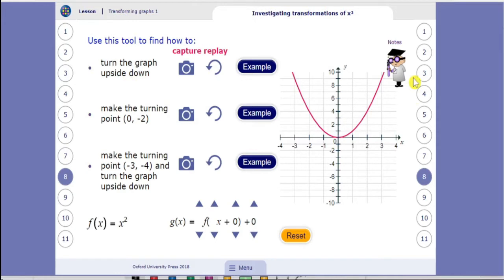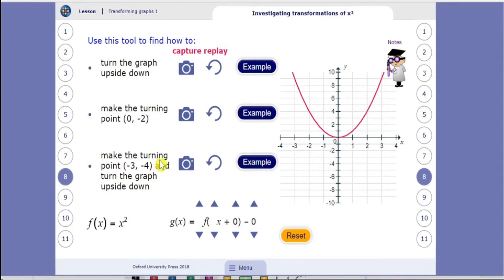If I have to turn the graph upside down, it means I'll be reflecting that in the x-axis. And how do I reflect? By reversing the sign of the output. Make the turning point 0, negative 2. Currently, this turning point is 0, 0. We want to make it 0, negative 2. That is simply translation down by 2 units. That's a vertical translation, and vertical translation is obtained by subtracting or adding in the output. It goes 2 units down, so now you can see that the new turning point is 0, negative 2. Let's reset that as well.